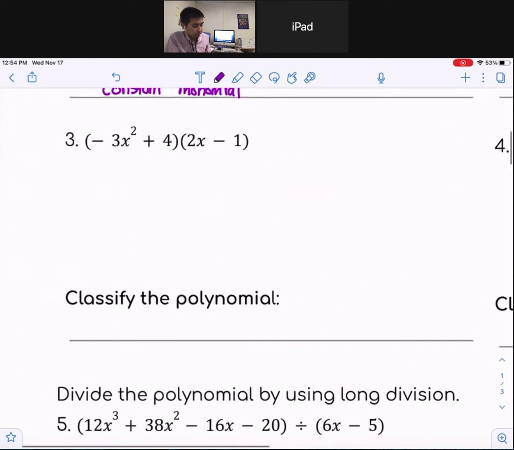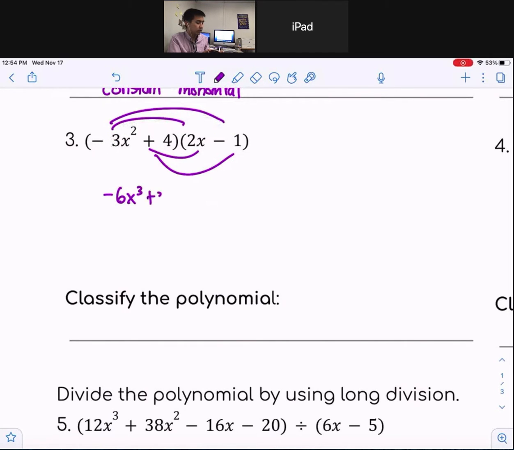Number 3. Parenthesis and a parenthesis, so that means you have to multiply. Do your double distribution. Negative 3x squared times 2x, negative 6x to the third. Negative 3x squared times negative 1, positive 3x squared. 4 times 2x, 8x. 4 times negative 1, negative 4. You can't combine anything, so that's all we can do. Highest degree is 3, so that's cubic. How many terms are there? There are 4 terms, so there's nothing we can do but call it a polynomial.